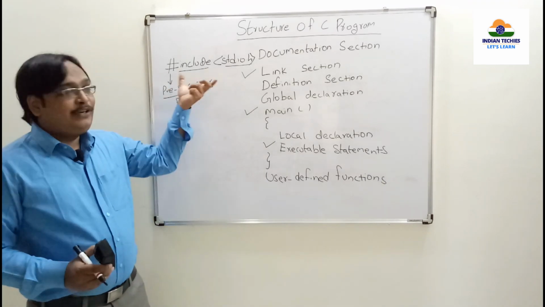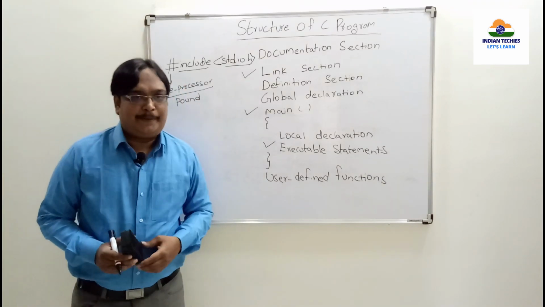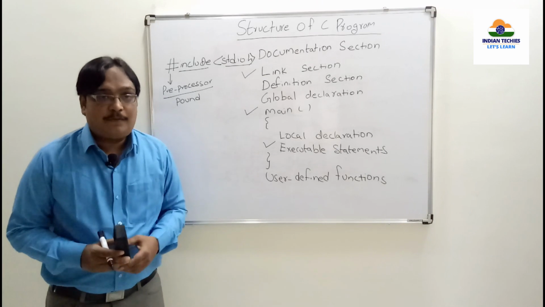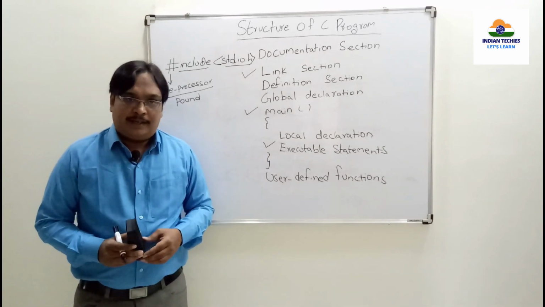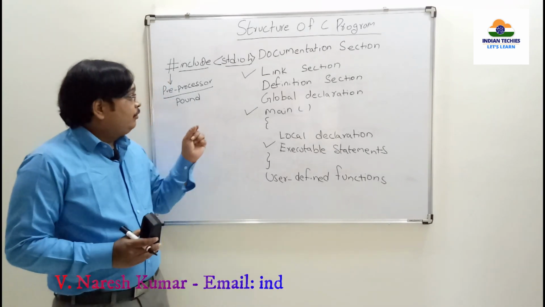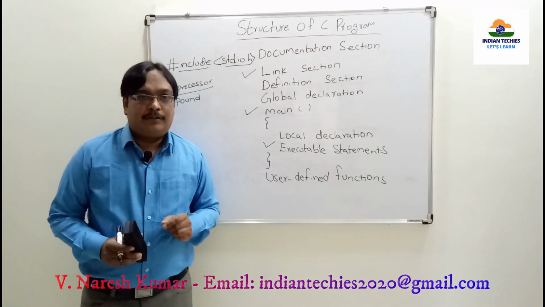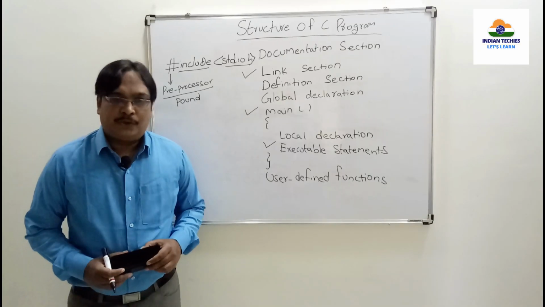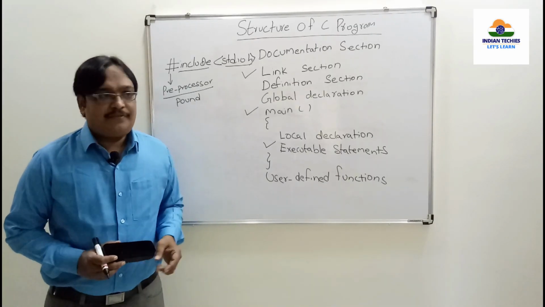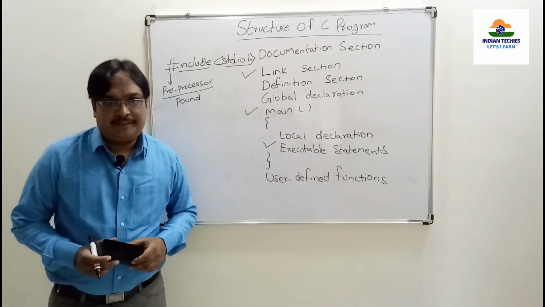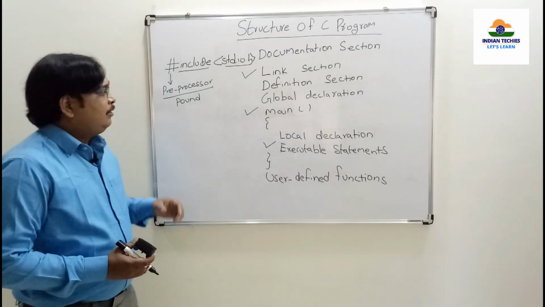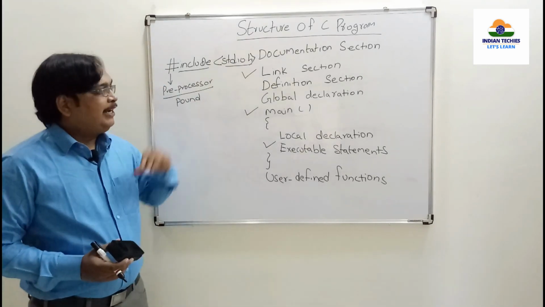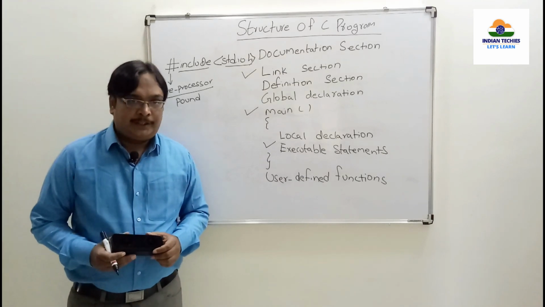Right? This is not the only file we have in the C library; we have multiple header files, like hash include math.h, hash include string.h, hash include ctype.h. So that's about the link section, which is a compulsory field. Right? Now the next section would be the definition section.